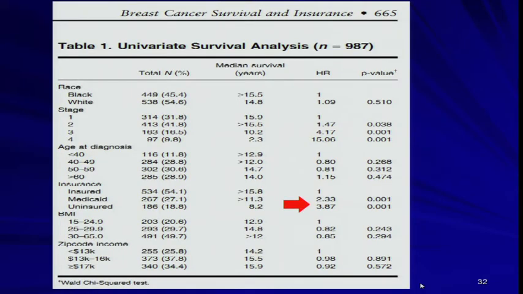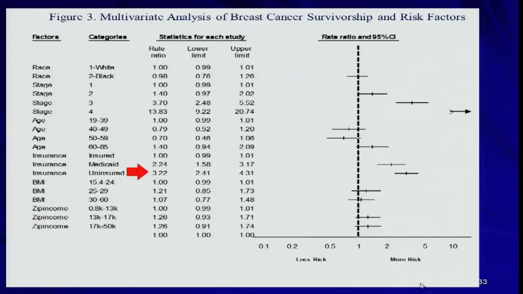For the univariate analysis, we can say uninsured patients had an increased risk of dying almost 4-fold, 3.8 times. Medicaid was about 2.3 times compared to insured. That's in univariate analysis. But some underinsured patients may be diagnosed at a later stage. So in a multivariate analysis, after adjusting for race, stage, age, BMI, and zip code income, uninsured still had an increased risk of almost 3 times. So it looks like uninsured patients' survival is worse than insured patients'.